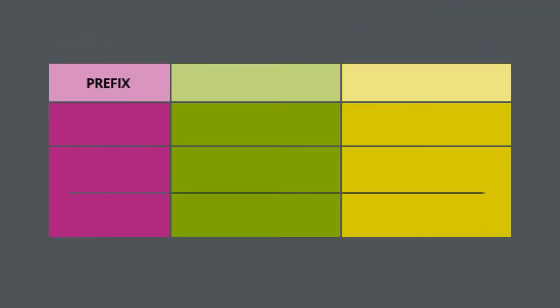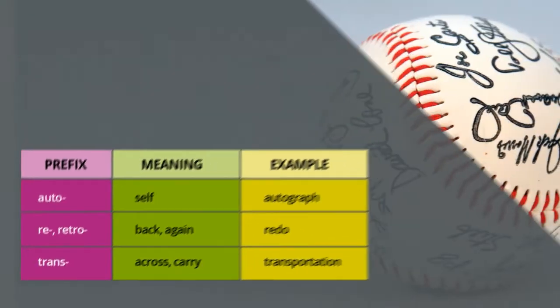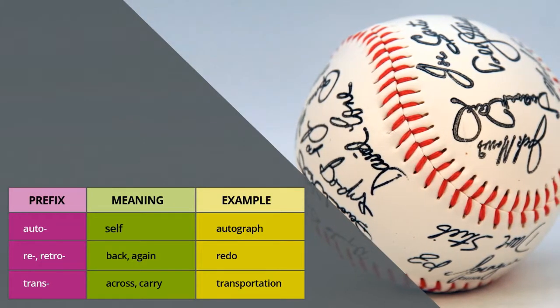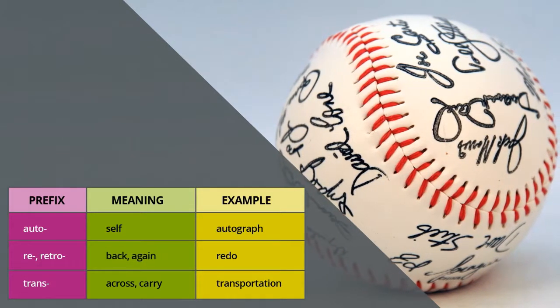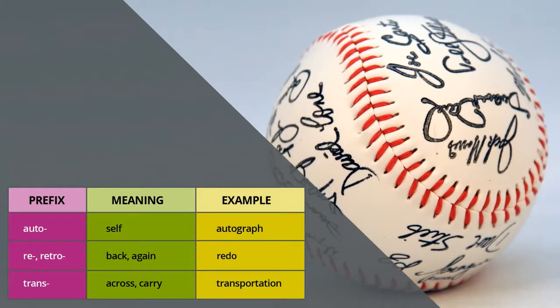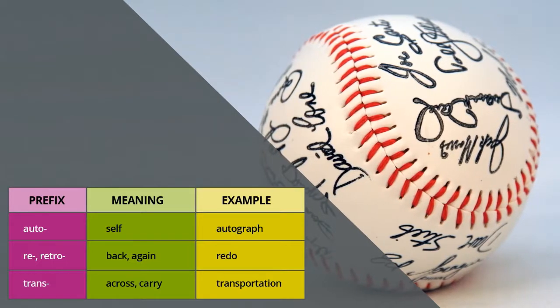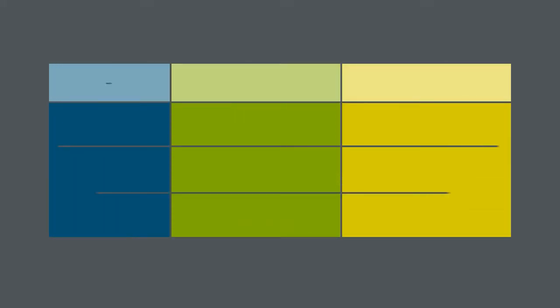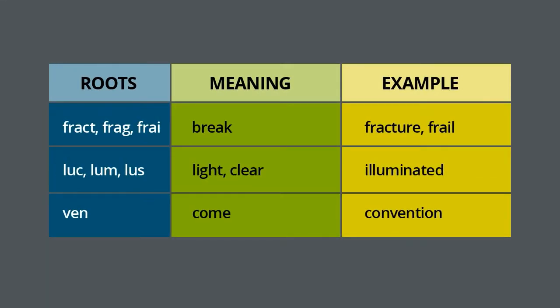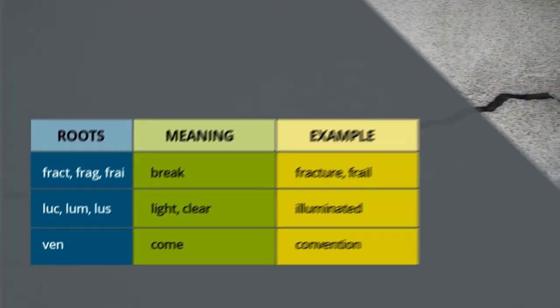Prefixes come at the beginning of a word. Here are a few examples. Auto, self, autograph. Retro, back, again, redo. Trans, across, carry, transportation. Roots can come at the beginning, middle, or end of a word, like in these examples.